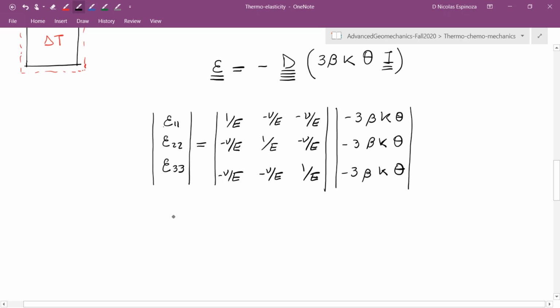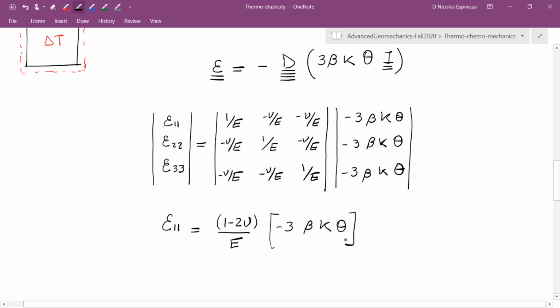For example, epsilon 1,1: out of these equations, I will have to do the first row times the column, and this is going to be equal, as you can see, this is going to be a common factor, so I need to add all of this, and this is 1 minus 2 Poisson ratio. This 2 Poisson ratio comes from over here. All of that times the 3 beta k theta.